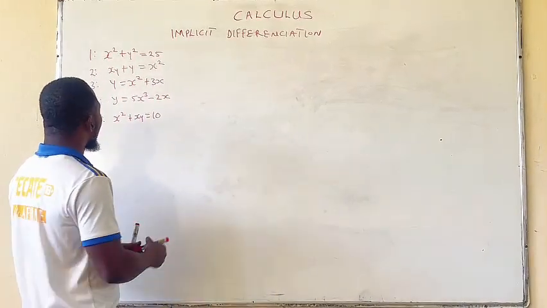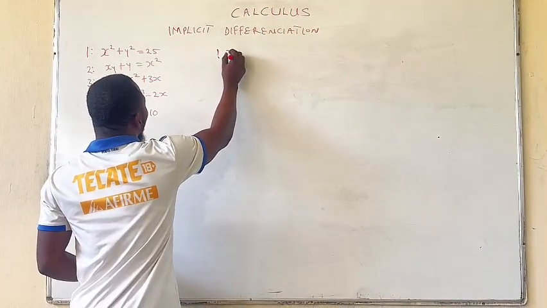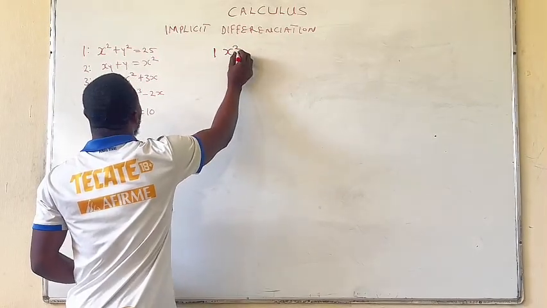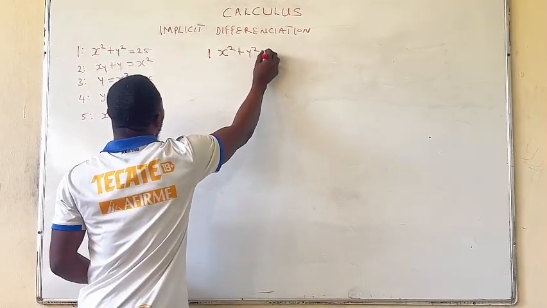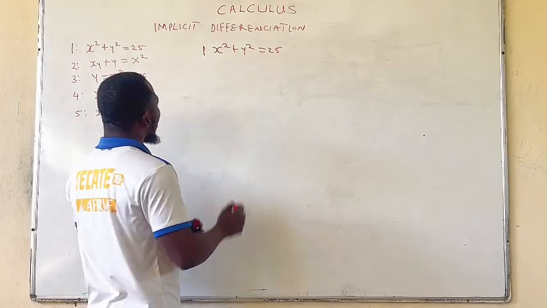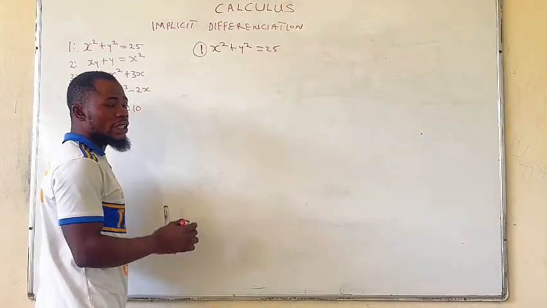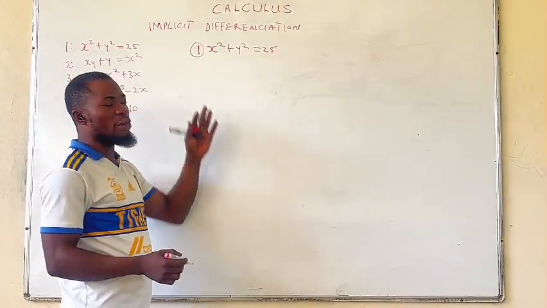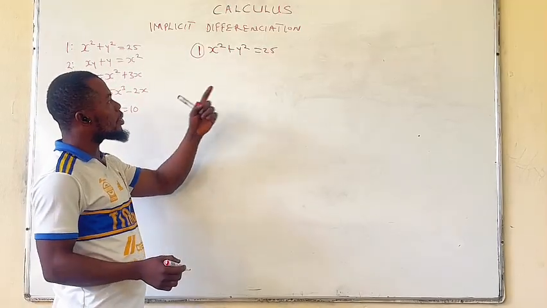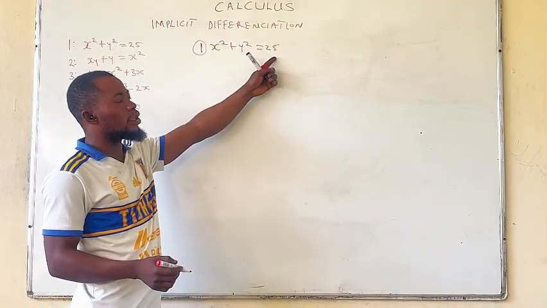Question one states: x squared plus y squared equals 25. We said the first procedure is that we will differentiate each term. Now, we have three terms here: this is the first term, the second term, and the third term.